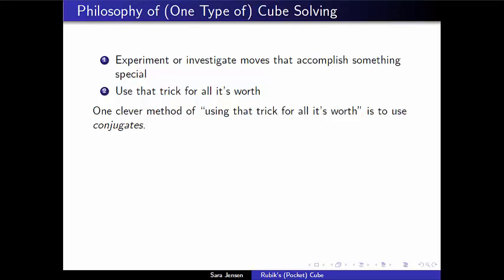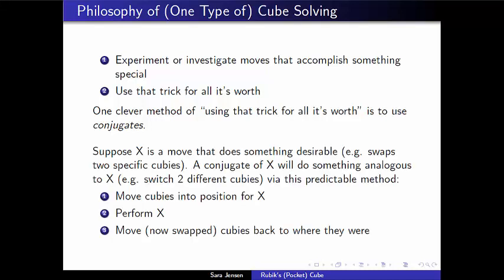And then what we really want to do is use that trick of if I perform this sequence of moves, I'll just be moving these very few cubies around, and we want to try and expand that trick as much as we possibly can. And the clever method for using that trick for all it's worth is something called conjugates. So the general philosophy of what a conjugate of a motion is: suppose that x is this move, could be a sequence of these more basic moves that we've described so far, but suppose that x is some sort of move that does something desirable.